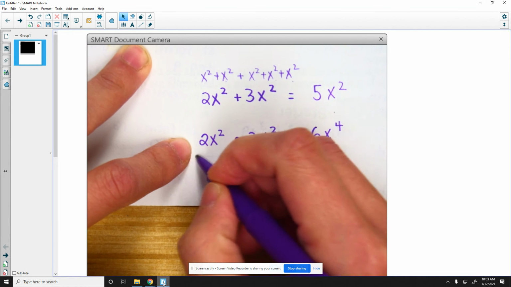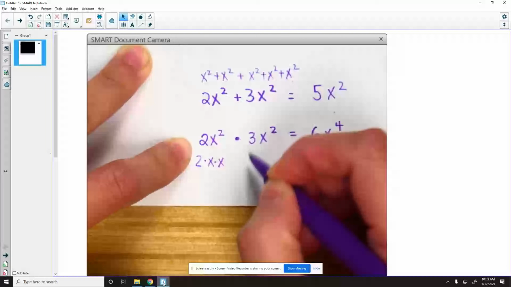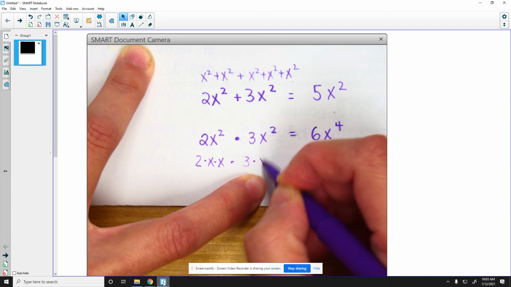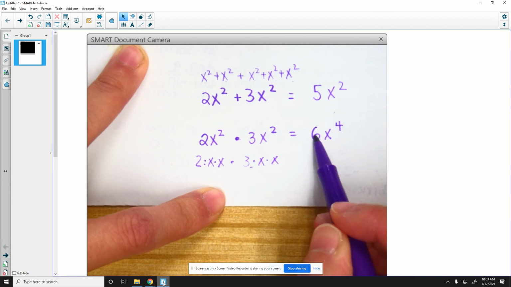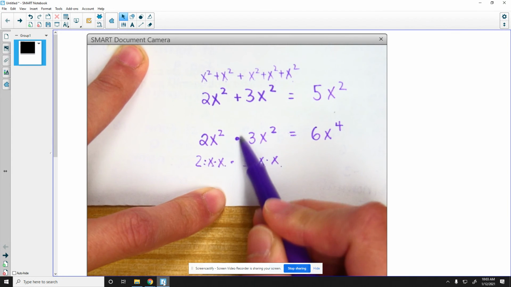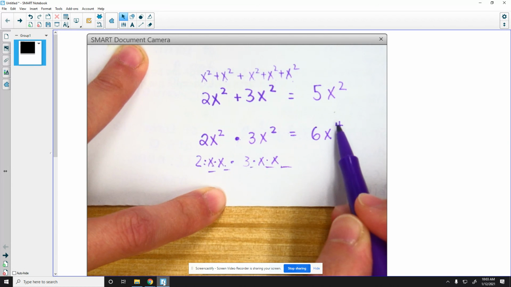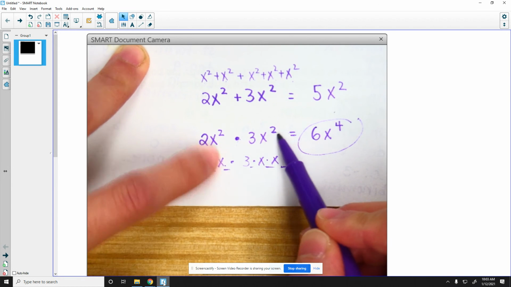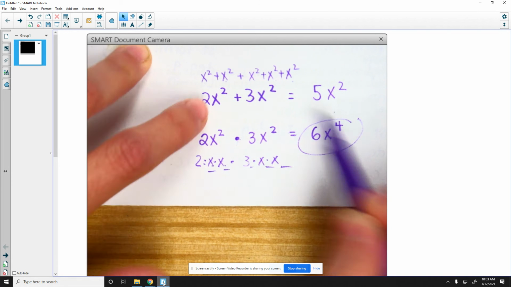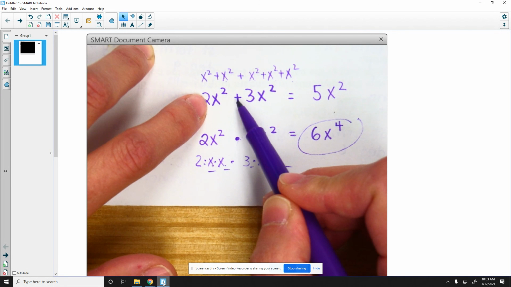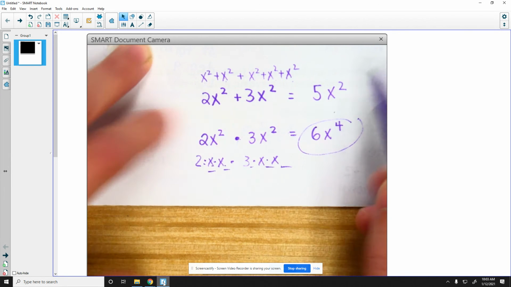But here you have 2 times x times 3 times x. So 2 times 3 is 6. How many x's do you have now? Because you're multiplying them all, you have to add them. 1, 2, 3, 4. Okay, so tonight for your video notes, your exponents are going to change because you're multiplying them. Today for your level work, they're not going to change because you're still adding them, okay?